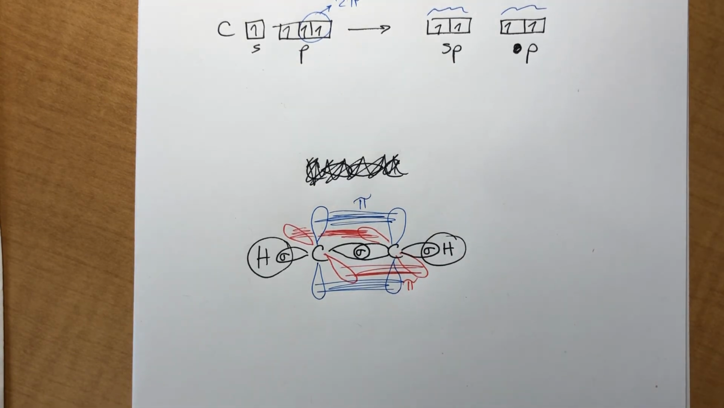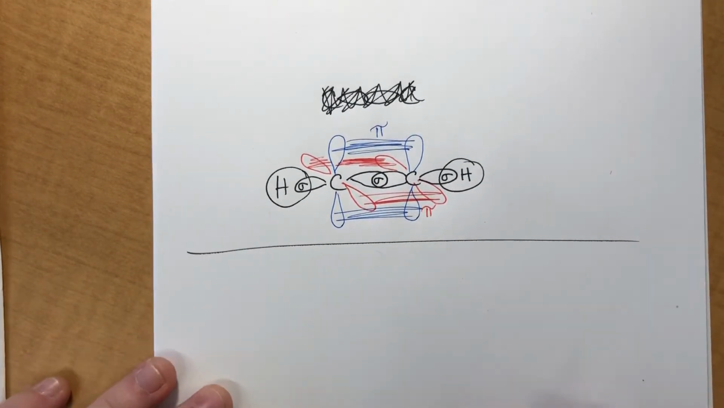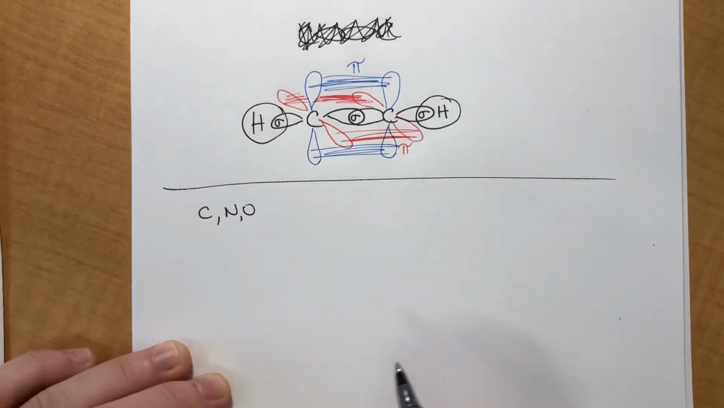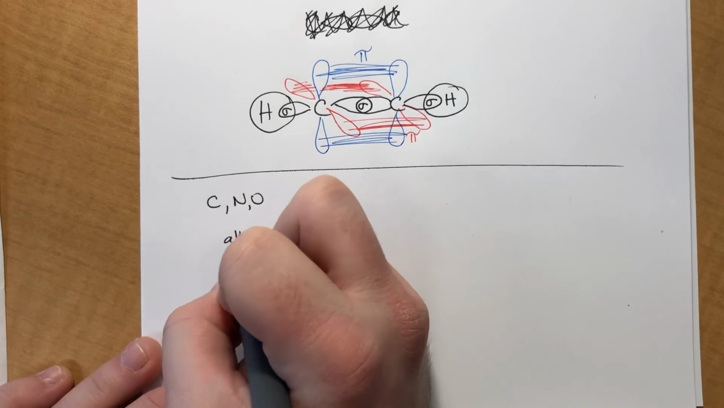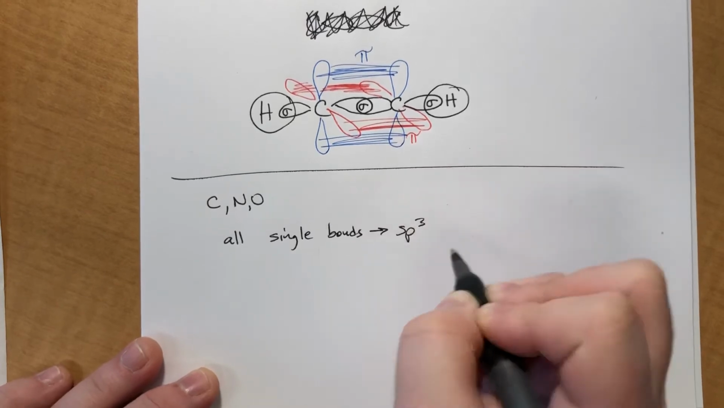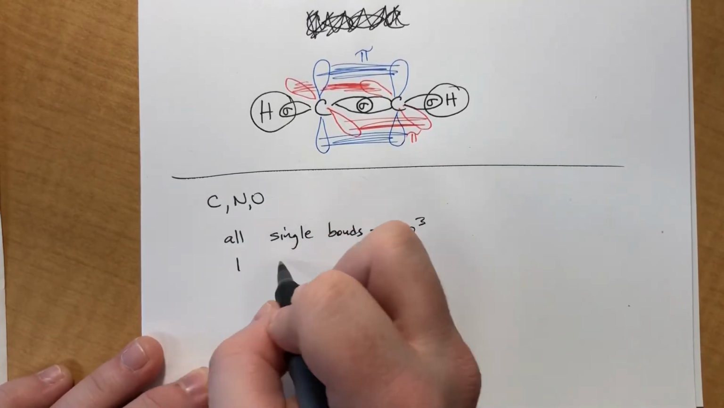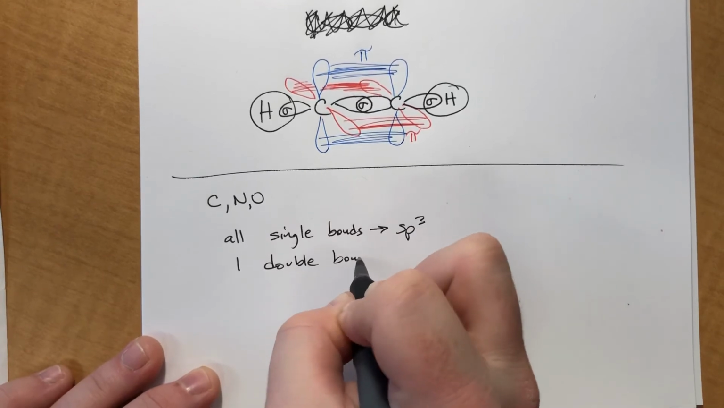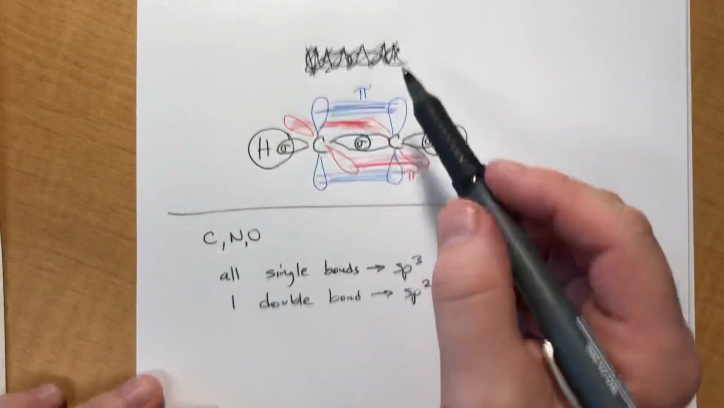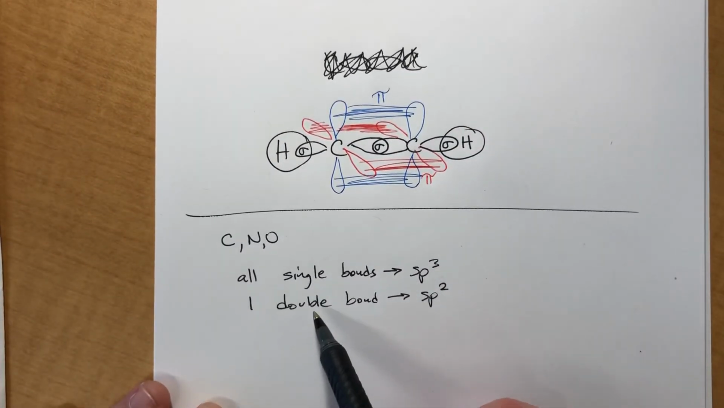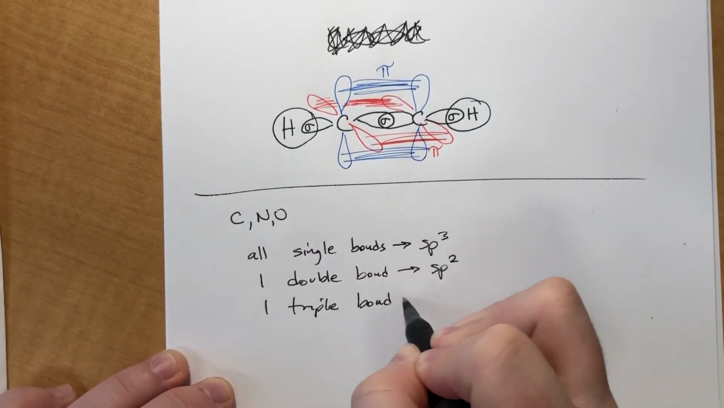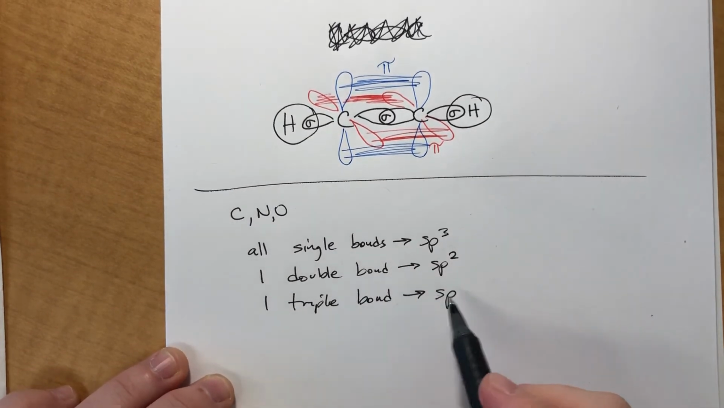Okay, so a quick summary. Here's what I'm going to tell you. Anything in the second row, you really don't have to think that hard. So for carbon, nitrogen, and oxygen, okay? If it's all single bonds, it's sp3. If it has one double bond, it's sp2 because one of the p orbitals has been used. So sp3 is as much as we could ever get. One of the p orbitals has to be used for that double bond. If you have one triple bond, it's going to be sp, because two of the p orbitals have been used.